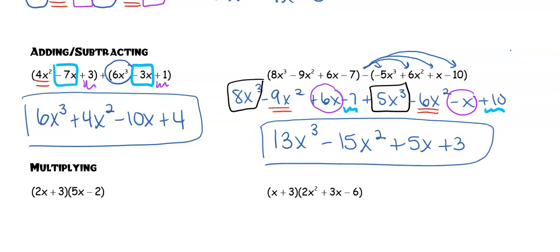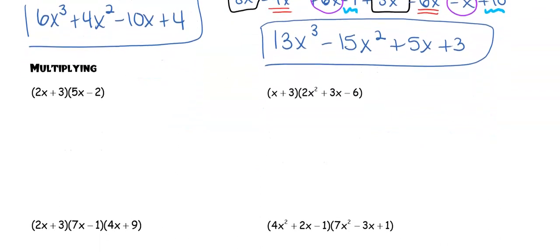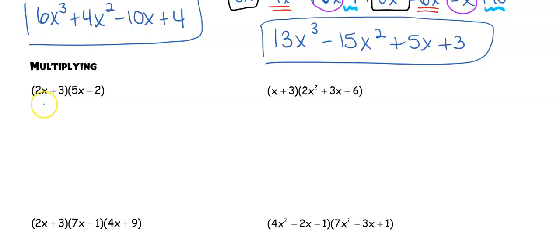Our next set of operations is multiplying. I know you have multiplied before, and multiplying is just distributing all of your pieces. You've also heard this called FOIL. So we multiply 2x times 5x, that gives us 10x squared. 2x times a -2, that's a -4x. And then we distribute the 3 to everything on the right. 3 times 5 is 15x. 3 times a -2 is a -6.